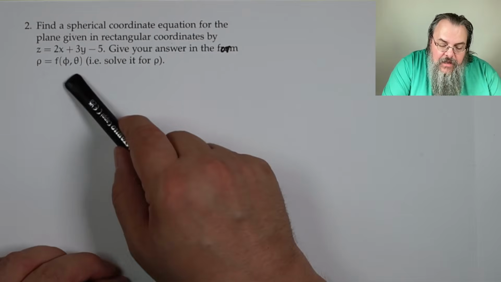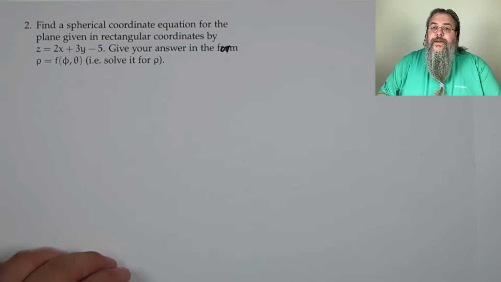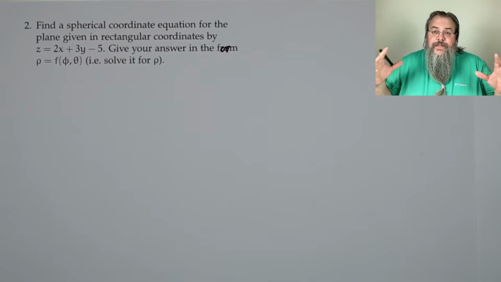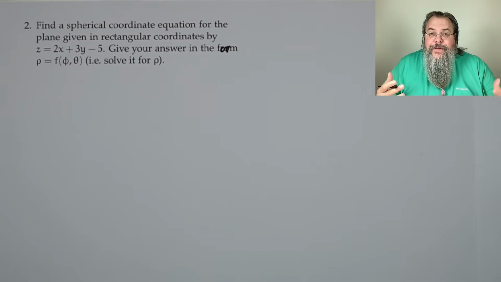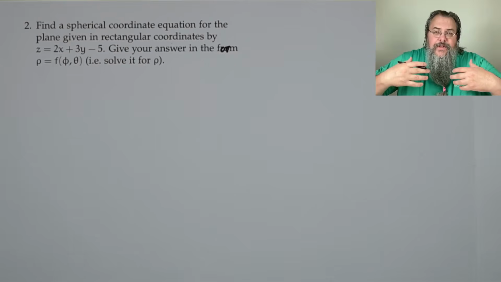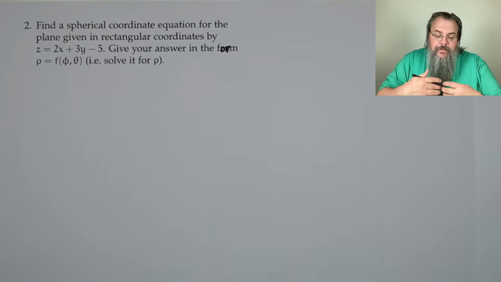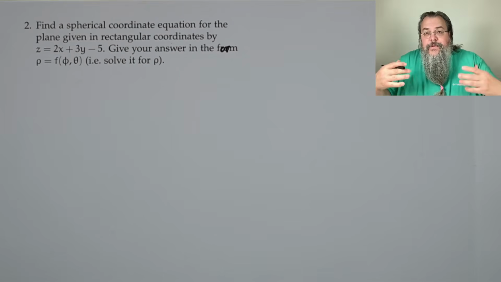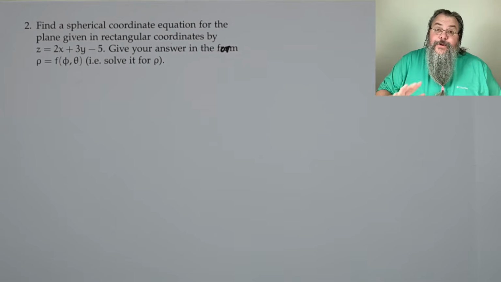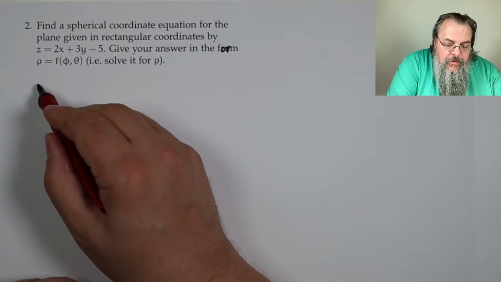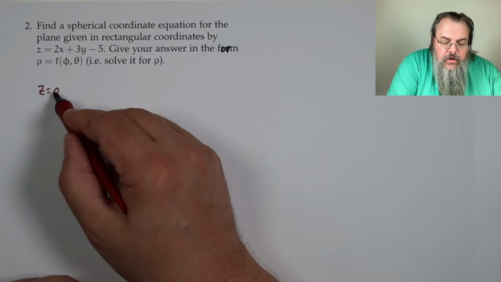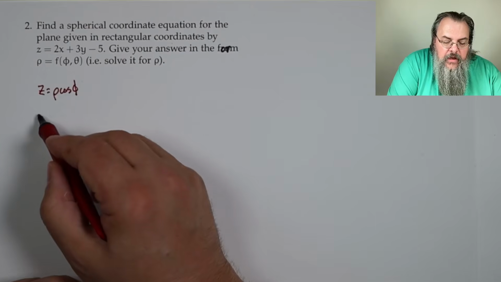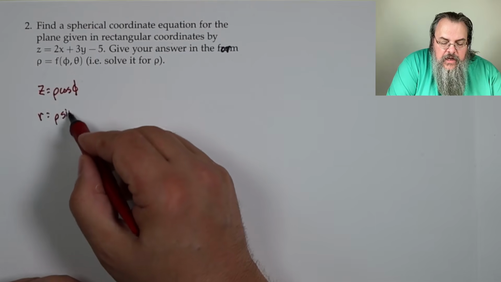And what does that mean? Well, it means solve it for rho. So we're going to say, all right, let's put things in terms of rho. So how do we do this? Well, there's a collection of formulas that help us translate from one coordinate system to another coordinate system. Now, if you're a believer in the formula sheet, and who isn't, you'll notice that there's a couple of handy formulas to refer to. So let's write those down. We have that z is rho cosine phi, and r is rho sine phi.